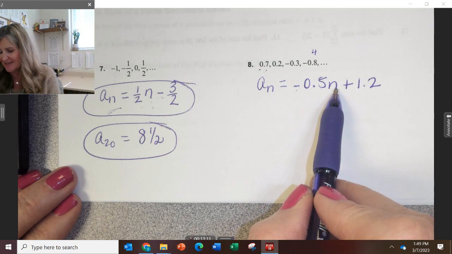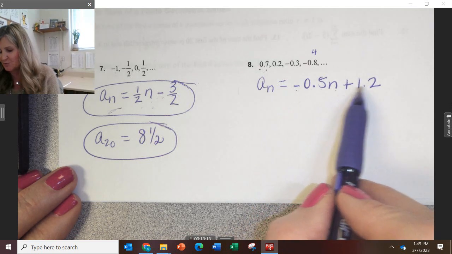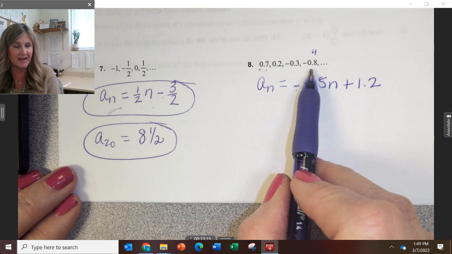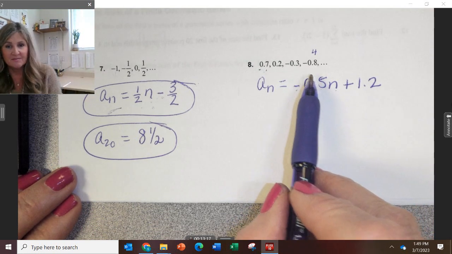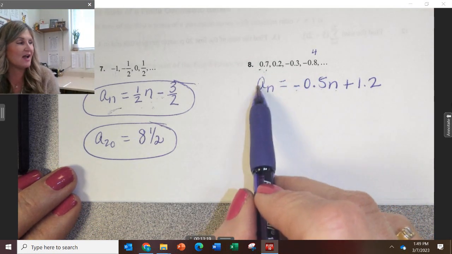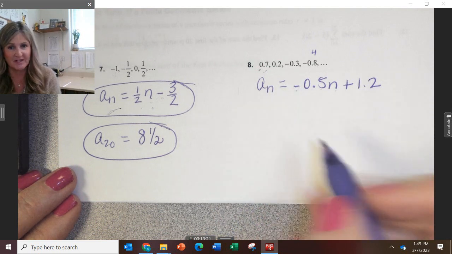-0.5 times 4 would be -2. -2 plus 1.2 is -0.8, so it works. Okay, so you just want to check a couple of your terms just to be sure that they do work.